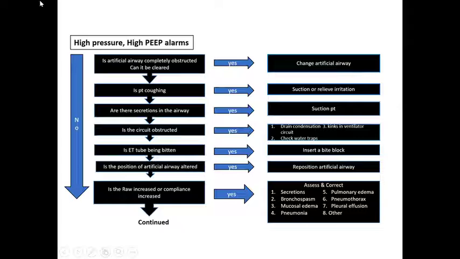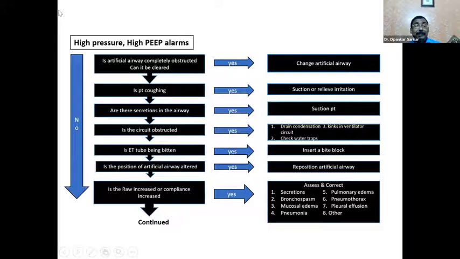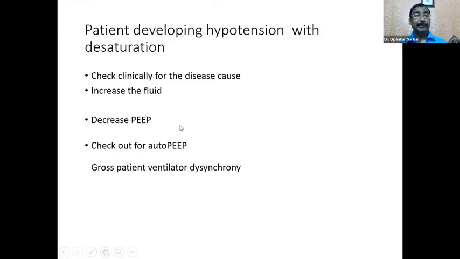Is the compliance and resistance of the circuit increased? How do you check that? By pressing the inspiratory pause. If yes, then assess and correct secretion, bronchospasm, mucosal lymphedema, worsening of the disease process, whether there is an acute development of pulmonary edema, whether there is any pneumothorax or pleural effusion. For pneumothorax and pleural effusion, you have to get a chest X-ray, but you have to take a decision in consultation with your consultant.